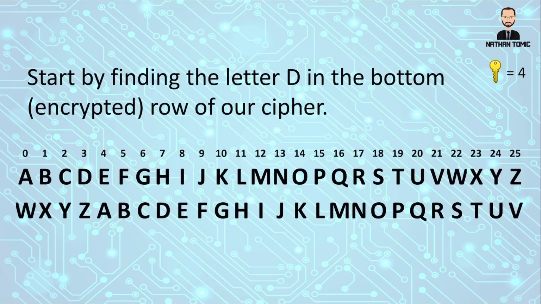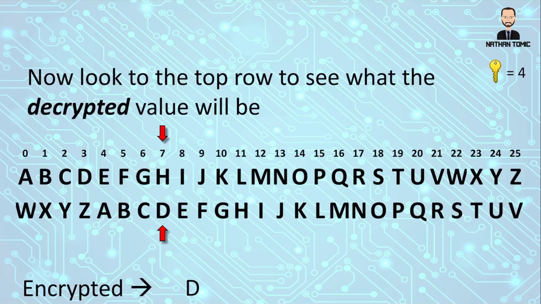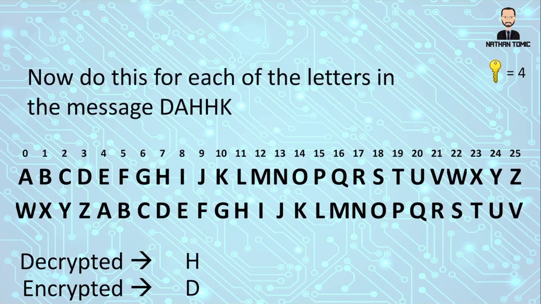So let's find D in our bottom row. Here it is in position number 7. We look above it into the non-encrypted row and we see that as being a H. So the decrypted version of D is a H. And we do exactly the same process as before. We look at each of the letters in DAHHK, and using this table with the key value 4, we can find each letter. So we look at the A in the bottom row in the encrypted version. We look above it for the E, which is the decrypted version, and we write that down.